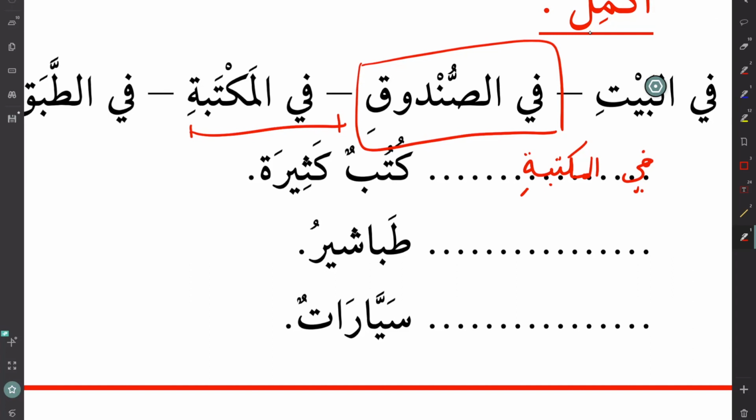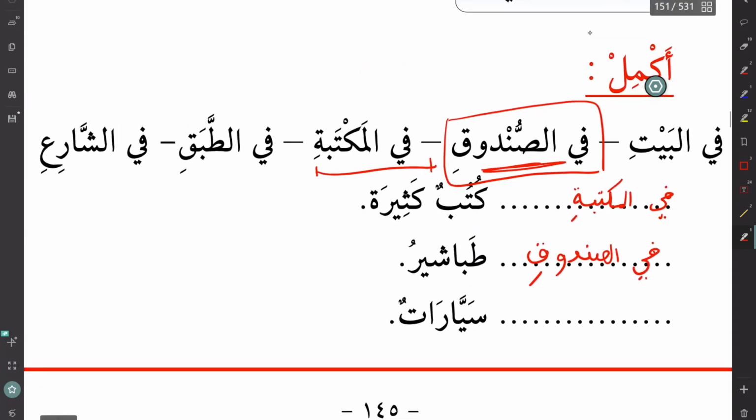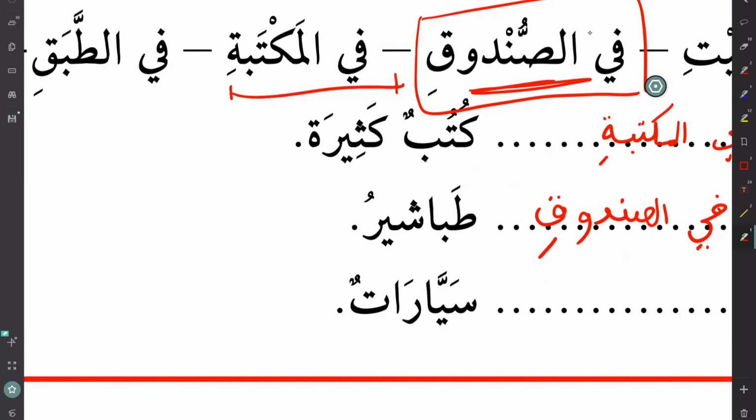I think we had this word a long time ago, right? In the first chapter or the second chapter. Tabashir is chalks, right? The writing chalks on the blackboard. So I think we had something like that. Fi sunduqi tabashir, right? So you can say fi sunduq. Okay, fi sunduqi tabashir, right? There's another one here. We have sayyaratun, which is a plural for sayyara, cars.